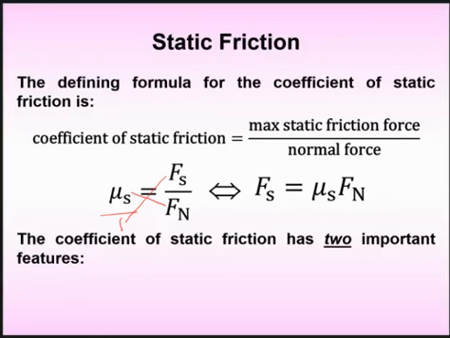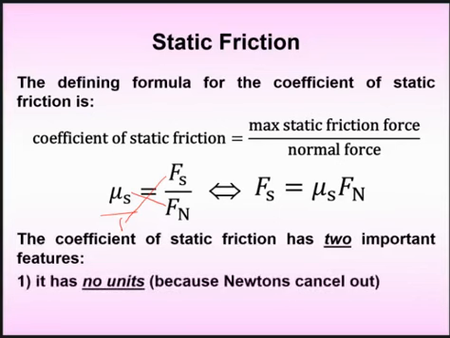So let's actually think about this. How do you measure any force? With what unit? Newtons. So what can you tell me today about the coefficient of static friction? Does it have a unit or no? It is a unitless number, or as they like to call it in fancy math or physics, dimensionless. Dimensions and units are usually thought to be the same. But what do you call it? Unitless number. Perfect. That's the first feature. It has no units because newtons cancel out.